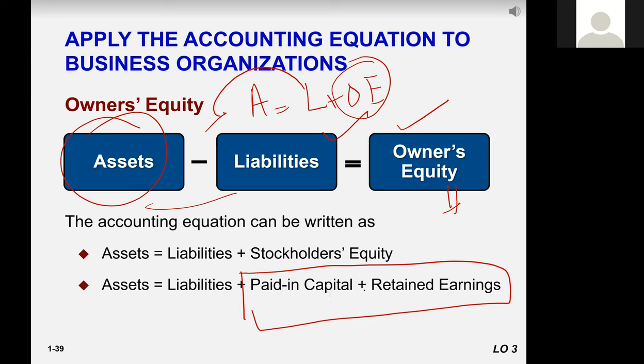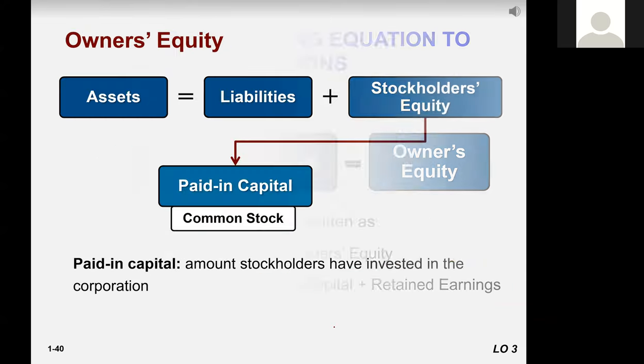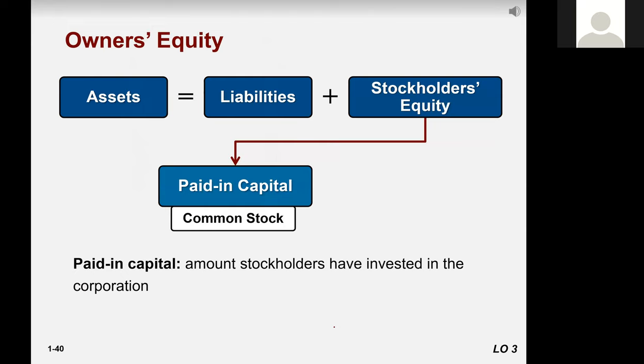So what do we mean by paid in capital? Paid in capital means common stock that a company issued, the stocks and people bought that, or shareholder bought that stock. How much? For example, $1 million. So this is the amount that the owners or stockholders invested in the company. We call this paid in capital.